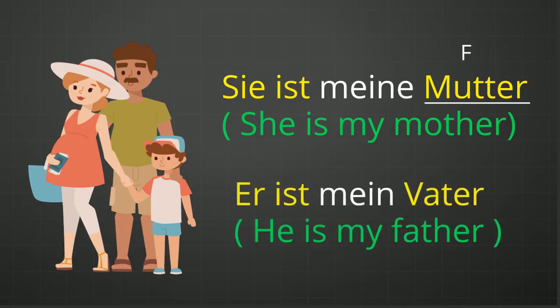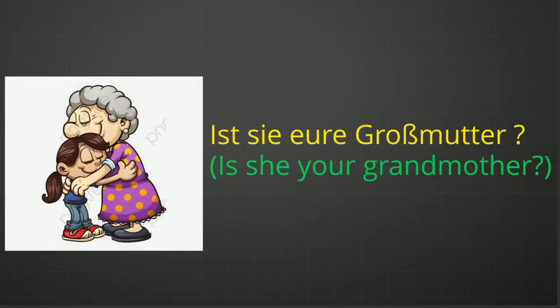Er ist mein Vater. Vater is masculine gender noun. That is why mein is possessive pronomen for Vater. Ist sie eure Großmutter? Großmutter is feminine gender noun. That is why eure is possessive pronomen for Großmutter.